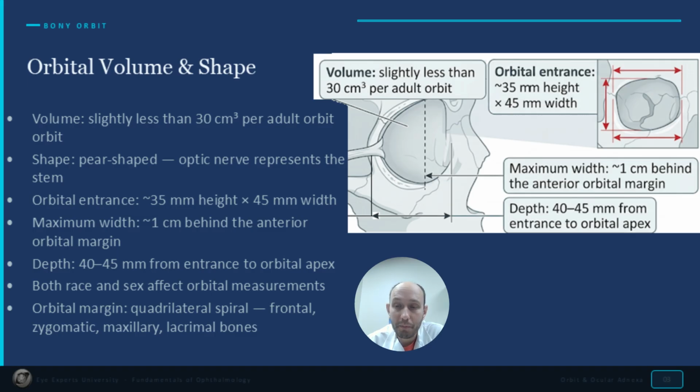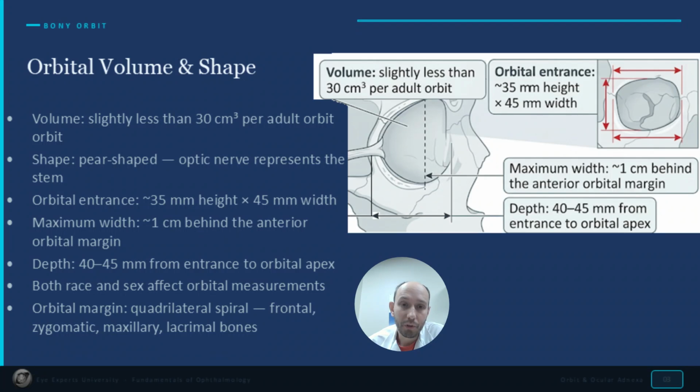Now, the deepest part of the eye socket actually lies about a centimeter behind the orbital rim. And if you think about it, because you have a ball in the eye socket, which is the eyeball, you need to have some space on the margin that keeps it from popping out. That's why it's deeper, not at the edge, but about a centimeter from that edge.